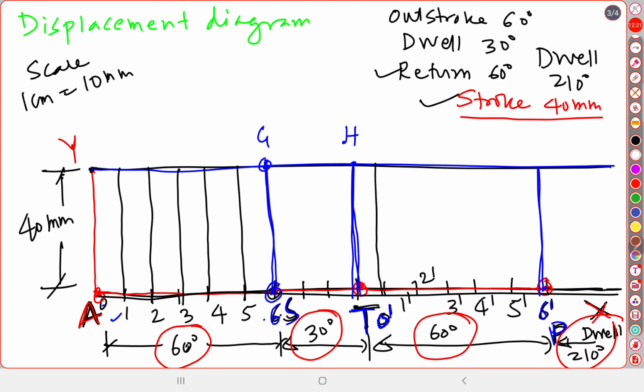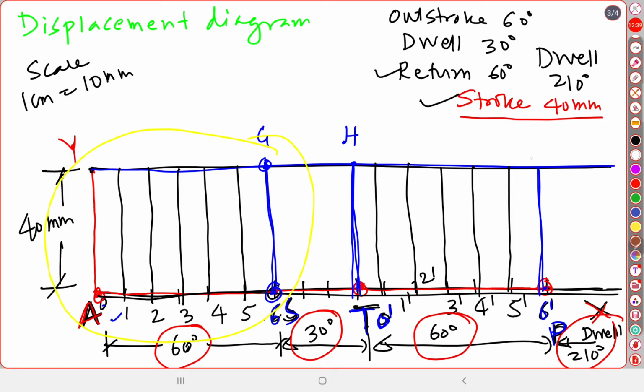This is the vertical line passing through 1 dash, another vertical line passing through 2 dash, another vertical line passing through 3 dash, like this. All vertical lines that we have to draw. After completion, you will see that this region is the region for outstroke, and this region is the region for return stroke, and between that the region happens which is called a dwell.